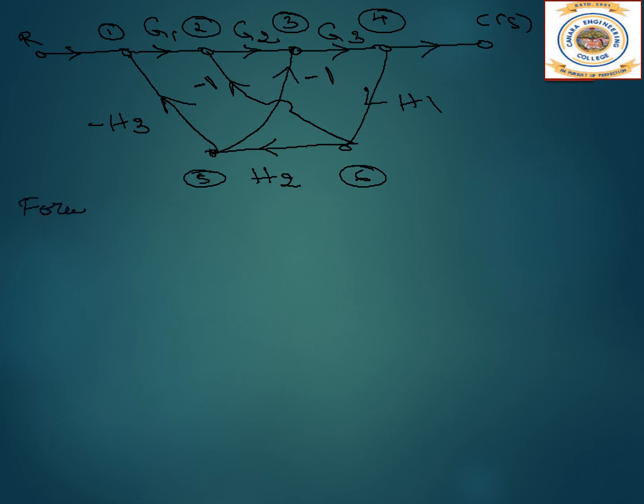So let us write the forward paths first. So forward path gain. So here there is only one forward path. P1 is equal to G1, G2, G3.